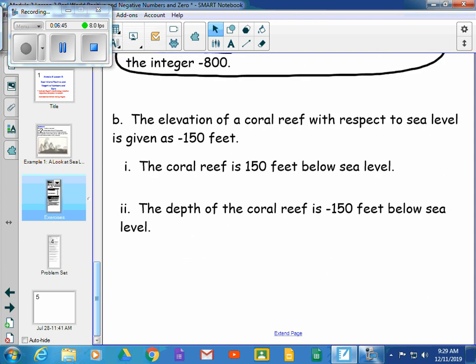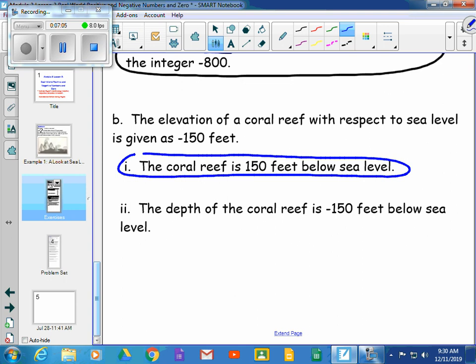Now the second sentence, let's see which one of those would represent it. It says the elevation of a coral reef with respect to sea level is given at negative 150 feet. So the first one, the coral reef is 150 feet below sea level. That is a correct statement. I'm going to circle that one. It has only one negative representation, one negative part.